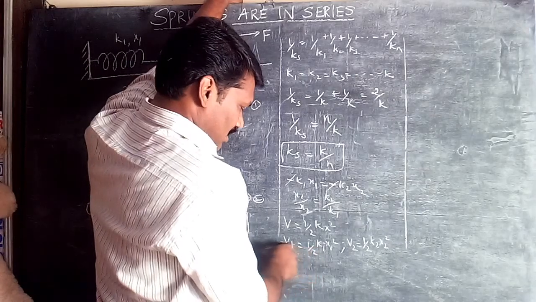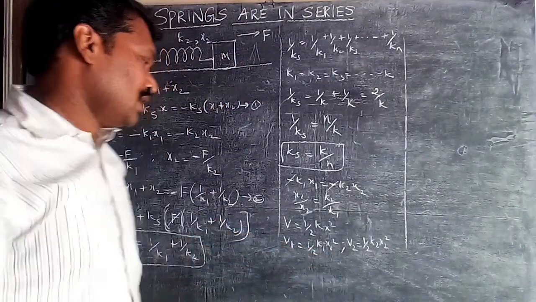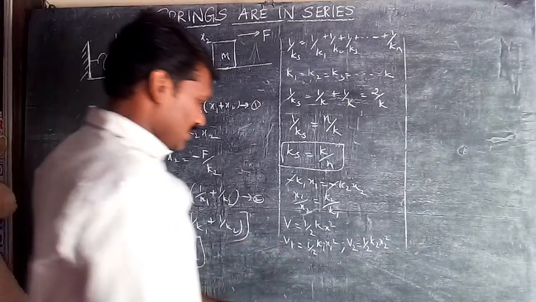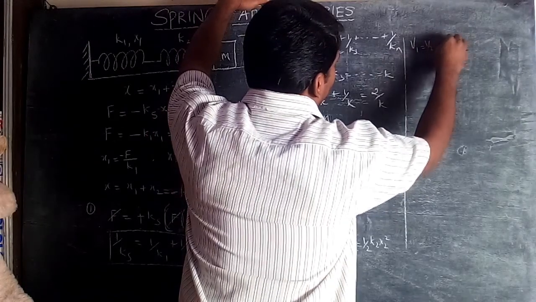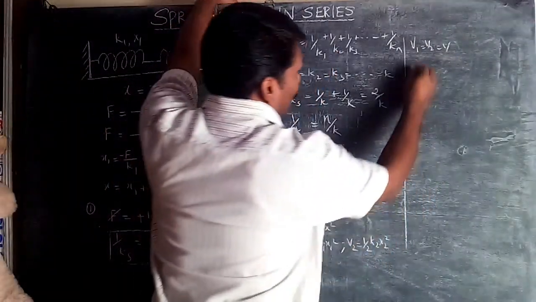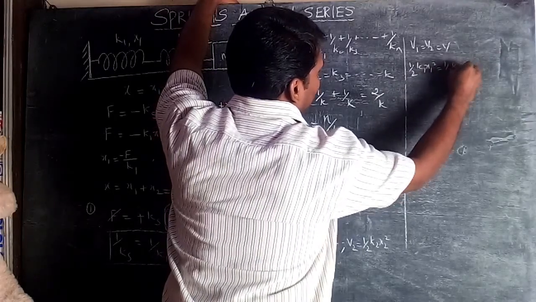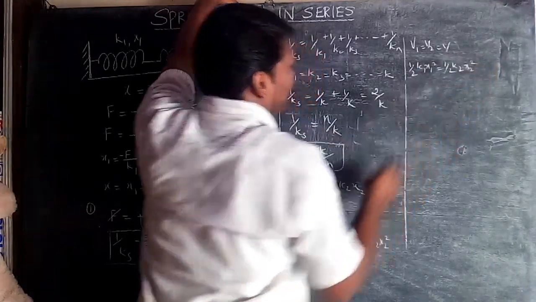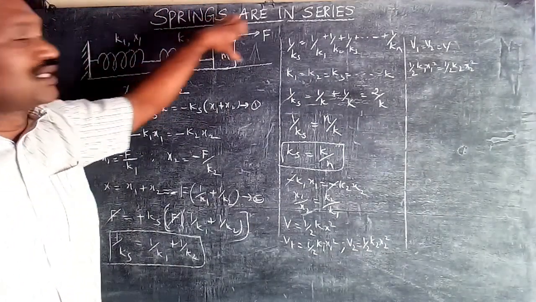So the elastic potential energies V1 and V2 are compared, with V1 equal to V2 equal to V. So 1/2 K1 X1 squared equals 1/2 K2 X2 squared in terms of elastic potential energy, with a similar amount of force.